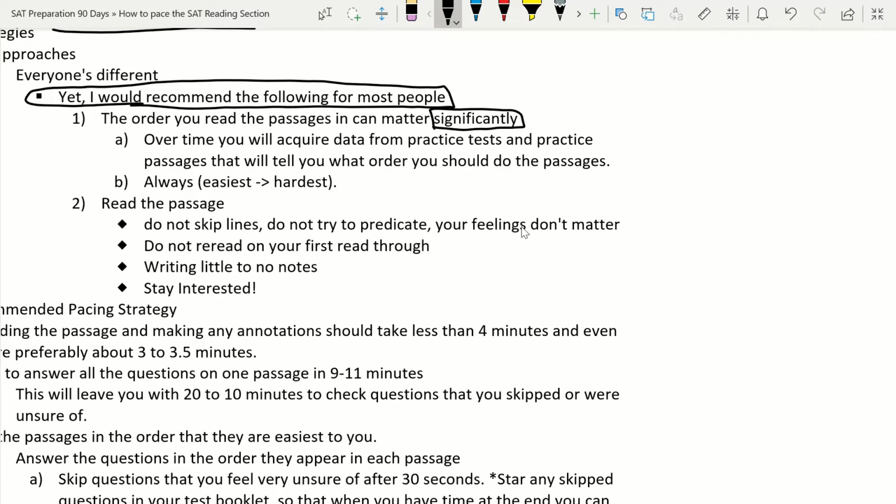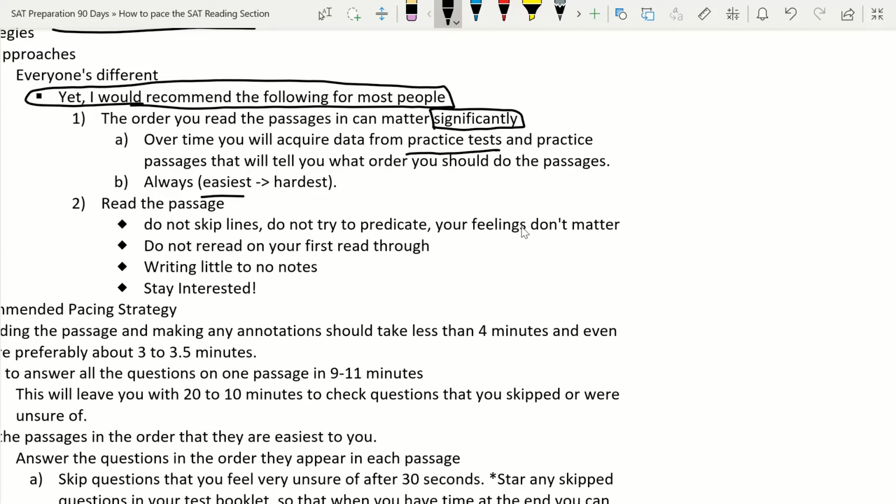So you want to make sure that over time, if you know, and since this is the 14-day SAT prep course and not the 90-day, you are still going to take a practice test, so you can use that. If you know already that you're better at science passages, make sure you do those first because those are going to be easier for you and you're going to be able to lock up points. If you know that you're better at the literature passage, do those first.